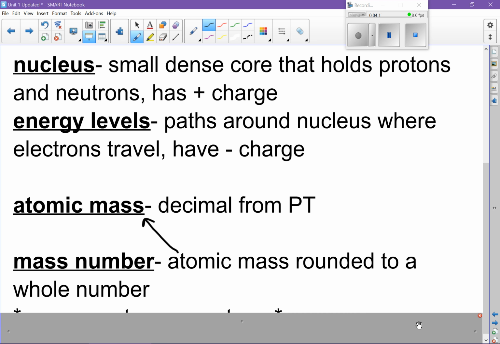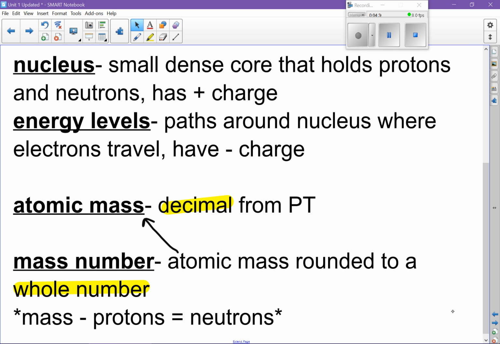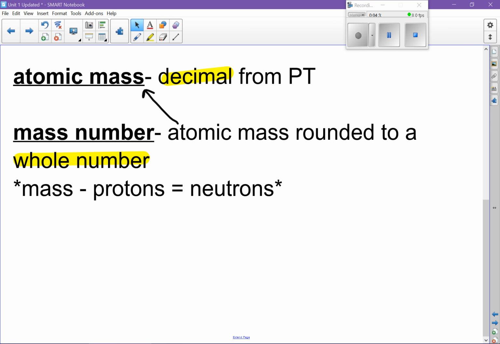Okay? So the difference is the atomic mass will have a decimal in it, and the mass number must be a whole number. You have to round it. That's why we've been practicing rounding so much. The reason why is you're going to take that mass and use it in your neutron calculation. When you do mass number minus the protons, that's how you'll calculate the neutrons that you need. So this is something really, really important that you need to get in your head, this little formula.